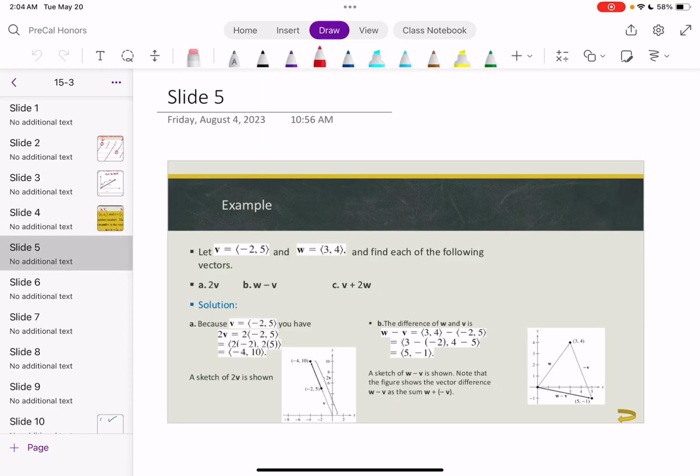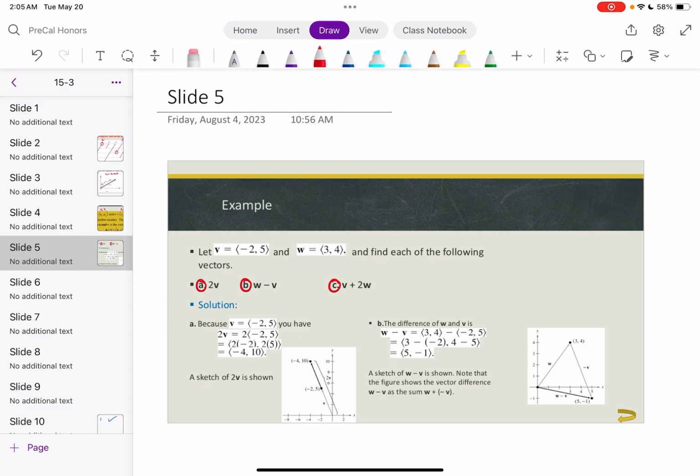In slide 5, we have various examples of different operations that we would be able to see, whether it's addition, subtraction, possibly even a little bit of multiplication involved within this slide. Here we have 3 problems to work with, which would be A, B, and C. As we scroll a little bit further down, notice the solution for each one is there. At the very top portion of this slide, our V and our W vectors are being given.